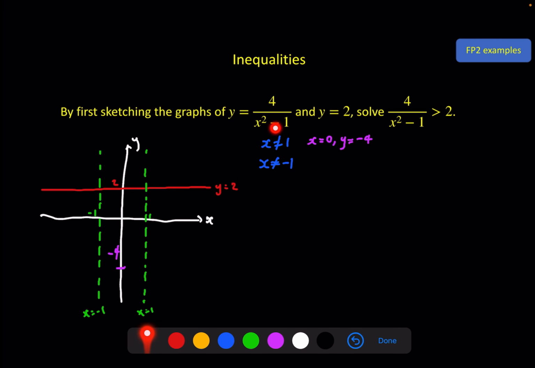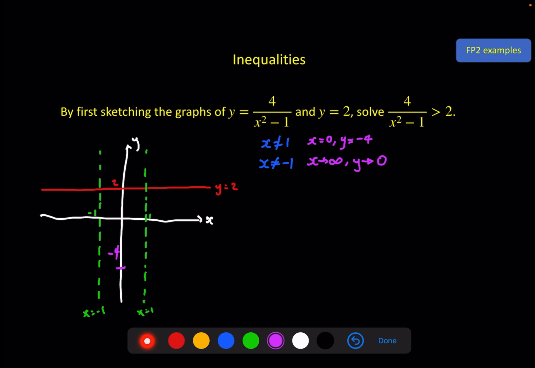The minus 1 is going to be negligible. So you get a really, really big number in the denominator. 4 divided by a huge number is going to be a tiny number. As this gets bigger, this is going to get smaller and smaller. So let's say when x tends to infinity, gets really, really big, y will tend to 0.